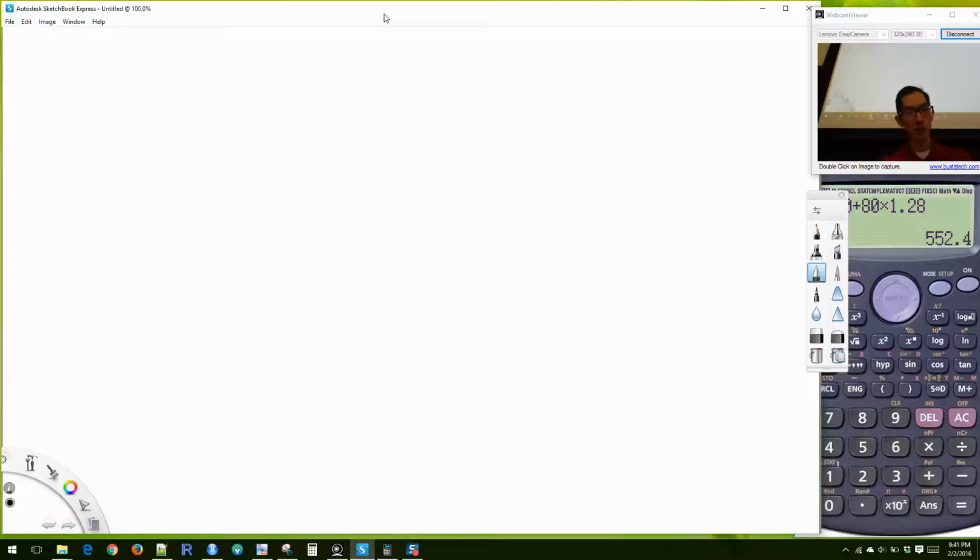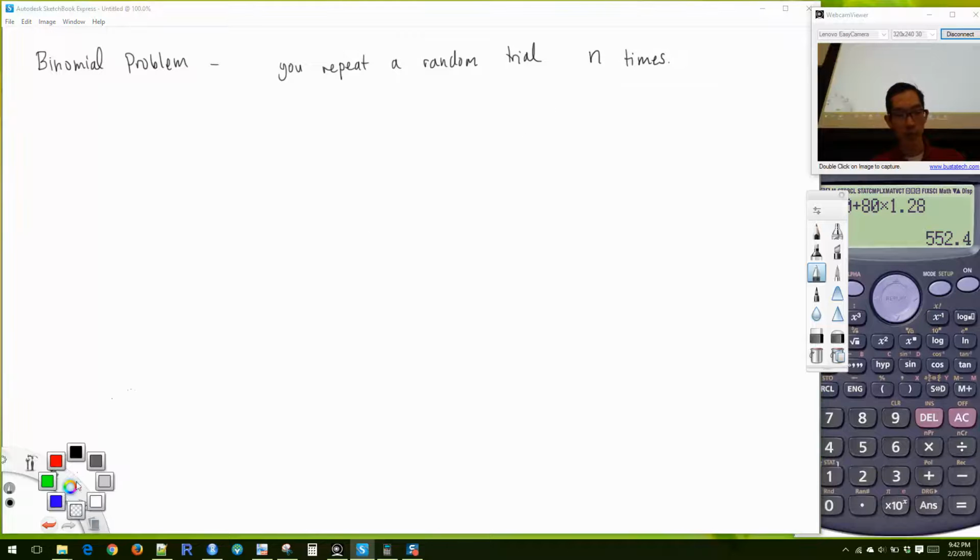So this is what a binomial problem is, okay? In a binomial problem, you are repeating a random experiment, a random trial, a certain number of times. So you repeat a random trial n times. I'm going to draw a circle around n because that's going to be important. The random trials only have two outcomes.